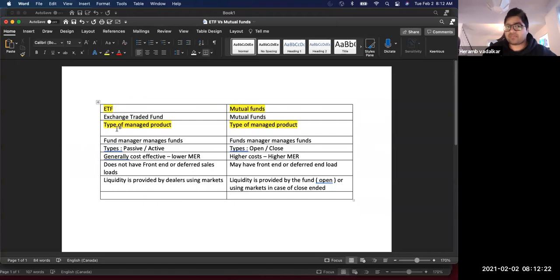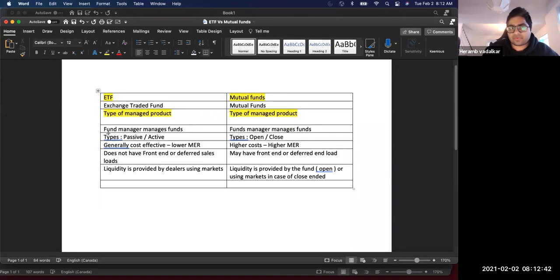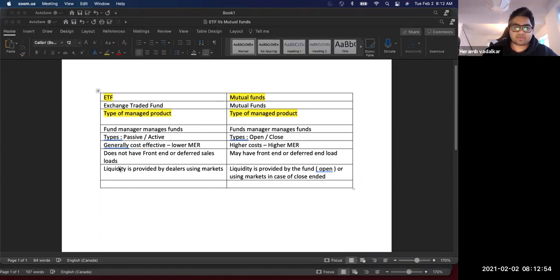ETFs and mutual funds both are types of managed product. So what does that mean? Investors contribute money that is accumulated in a fund. That fund is managed by a fund manager. In mutual funds also, fund managers manage the fund. Now, mutual funds have two types, open or closed. I'll explain what both are.